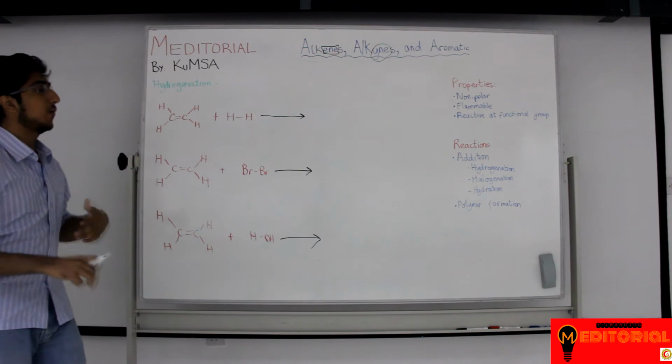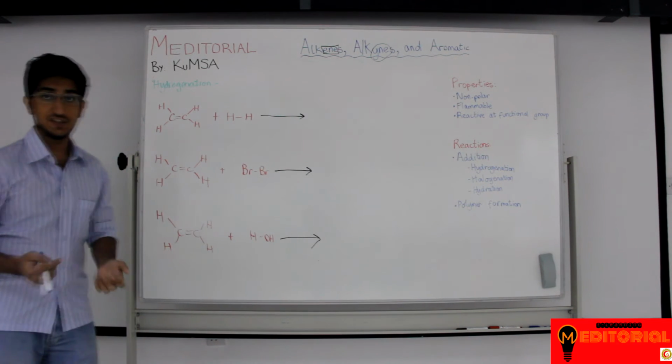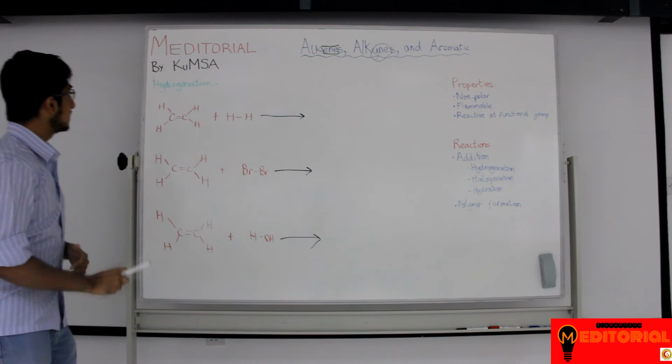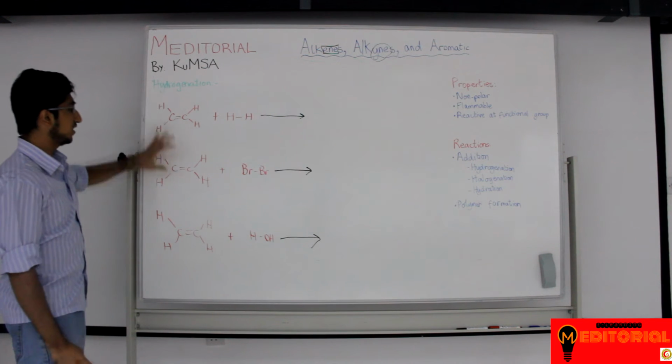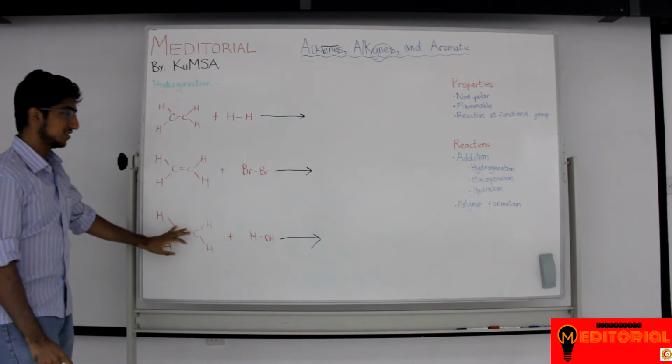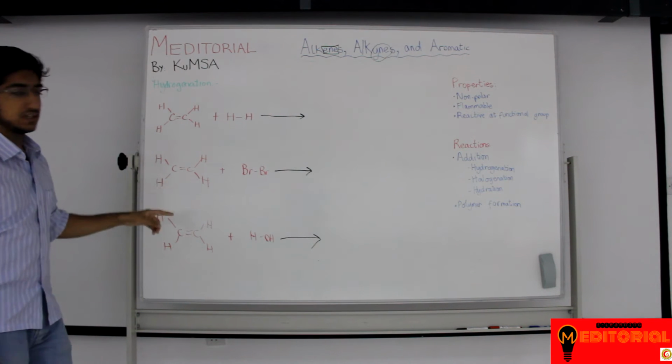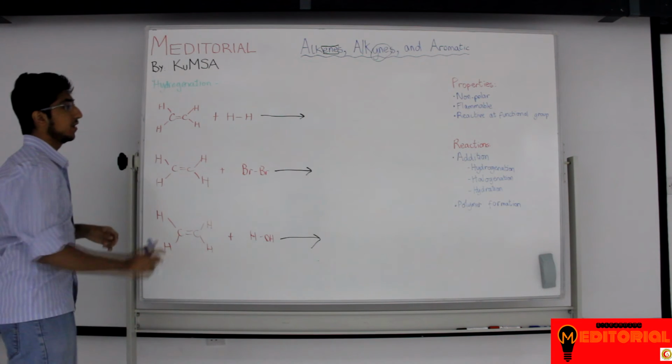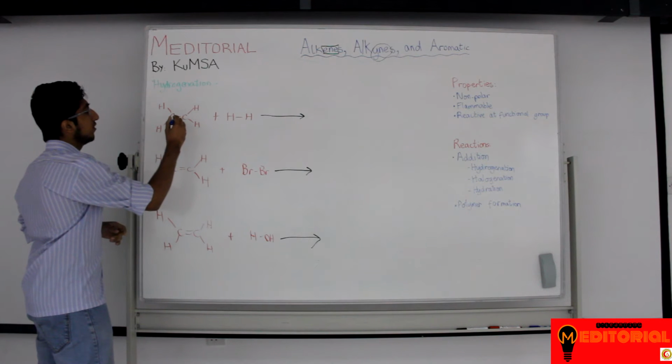So as I mentioned, one of the main reactions they undergo is addition reactions. And the first one is hydrogenation. This is hydrogenation, this is halogenation, and this is hydration. In hydrogenation, what happens is the double bond opens.